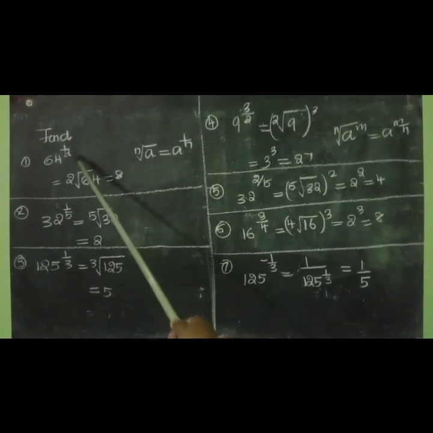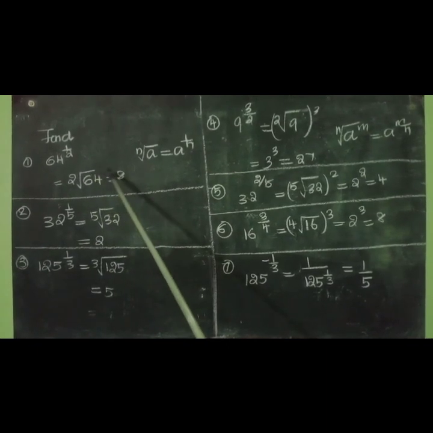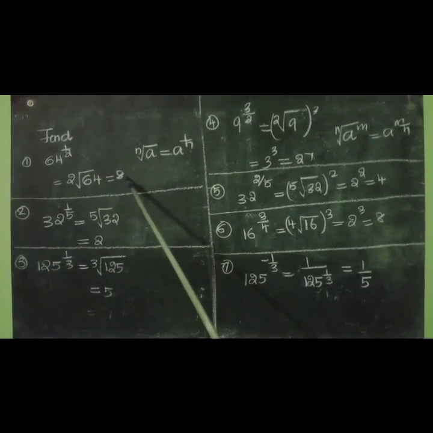So here 1 by 2 comes. So we can write it as square root of 64. We know square root of 64 is 8 because 8 into 8 is 64. Second question, 32 raised to 1 by 5.